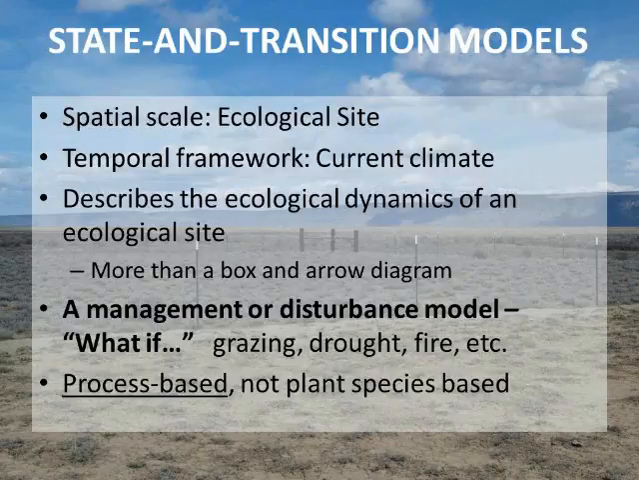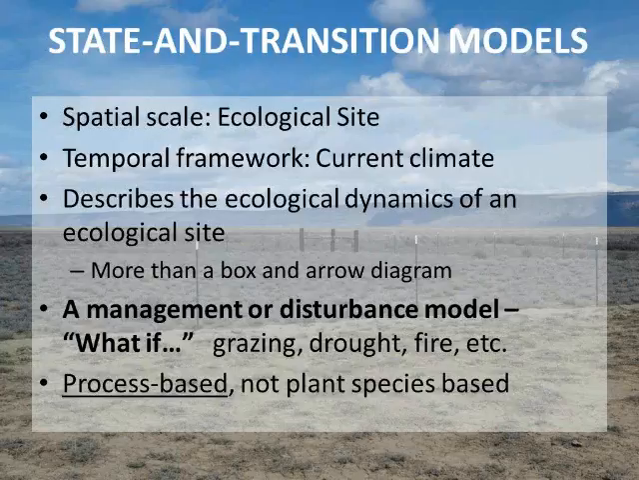So just to frame the state and transition models a little bit, when I'm talking about these, our spatial scale is just at the ecological site. So specific to that ecological site, what I'm talking about today is not the overall landscape. Temporal framework, this is really important. We're only talking about our current climate, and there's so much talk today about climate change and what's going to happen, and the ecological sites and the state and transition models are really written for our current climate, so as things start to change, our ecological sites and the models will have to change along with those. And the models describe the ecological dynamics of the ecological site. I'll show you here shortly.